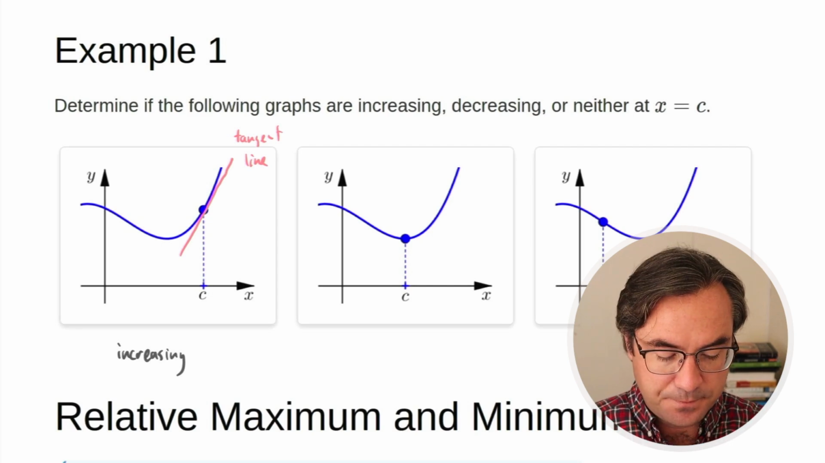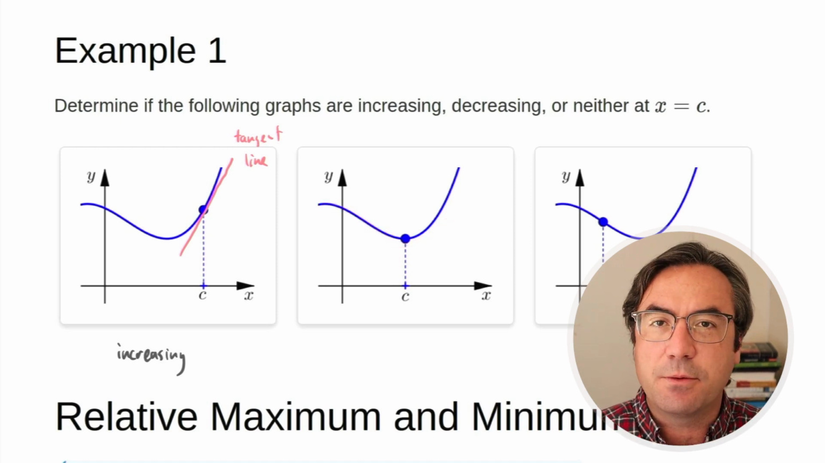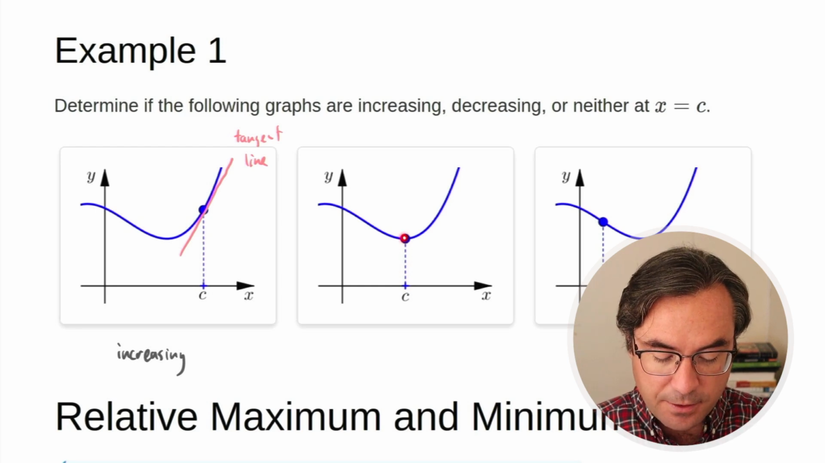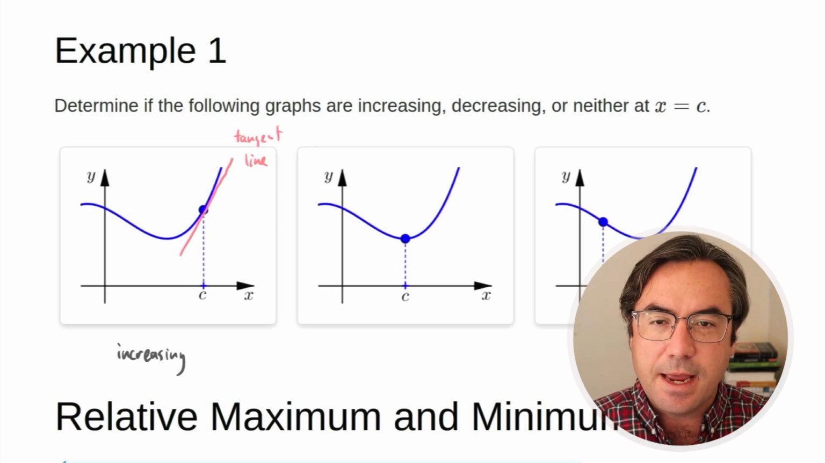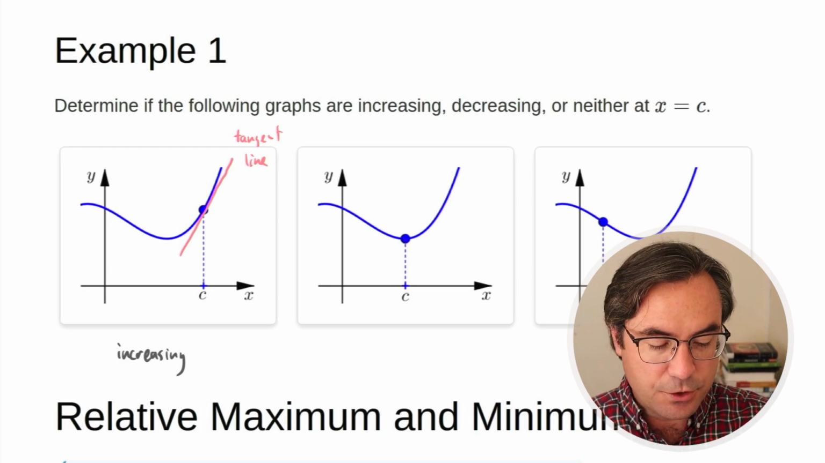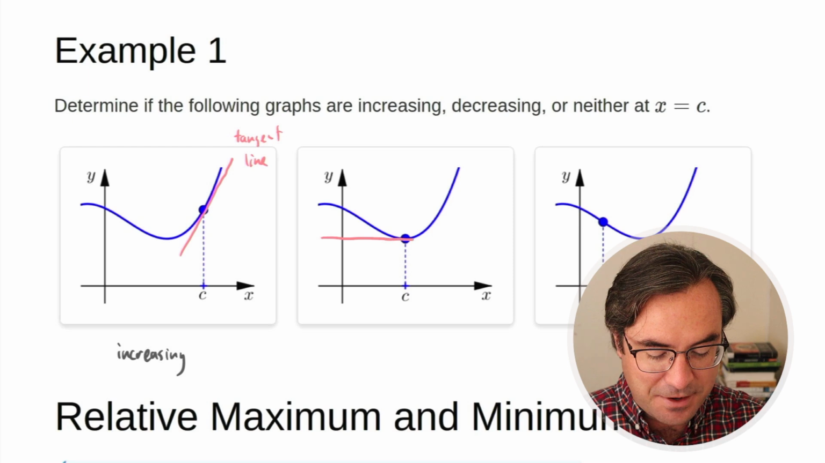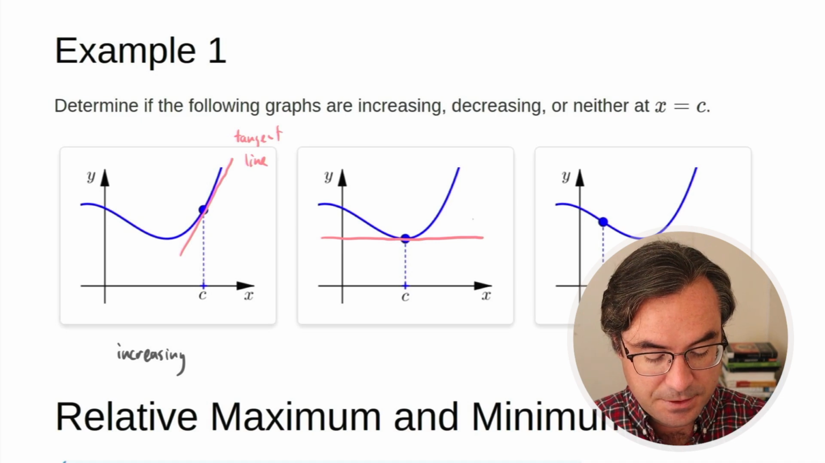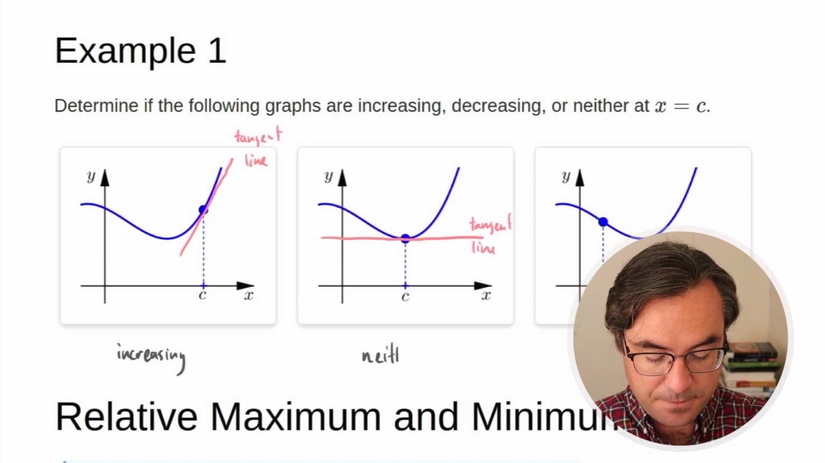Okay. Well, let's look at the next one. Here we have a similar function, but a different point that we're looking at. We're looking at this point right here, and this point is right in the middle. It's right at this rounded bend in our curve. What happens if we draw the tangent line? The tangent line would be horizontal. So again, this is our tangent, and it's horizontal, so this would be neither.